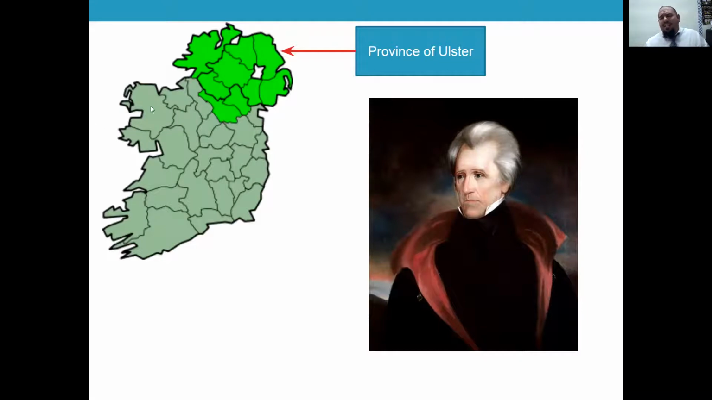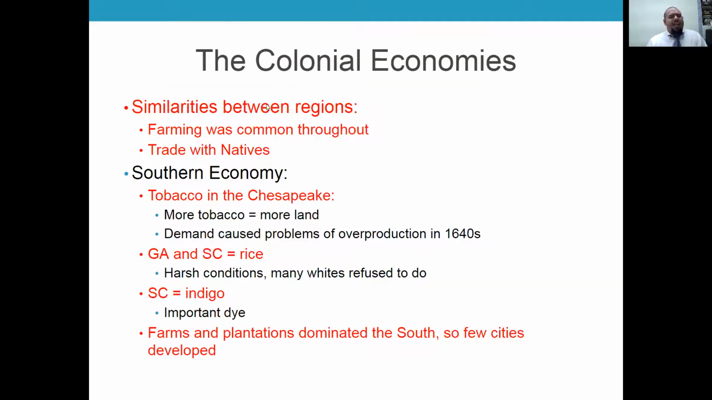And this is Andrew Jackson. He is a descendant of one of these immigrants that came over. Okay, similarities between the economies. Farming was common throughout, and trade with the natives was common throughout, obviously.